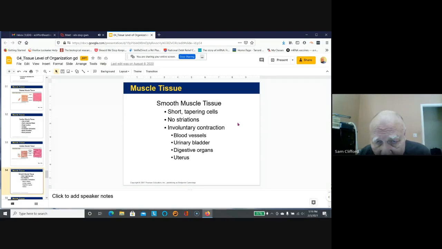Smooth muscle is found in blood vessels, digestive organs, uterus, and so on. They're very small tapering cells. They're involuntary contraction, meaning that you don't have to think about contracting your gut. You don't have to think about peristalsis, moving food through your digestive tract. Your bladder is smooth muscle, and you can control it to an extent, but a lot of times it works on its own.